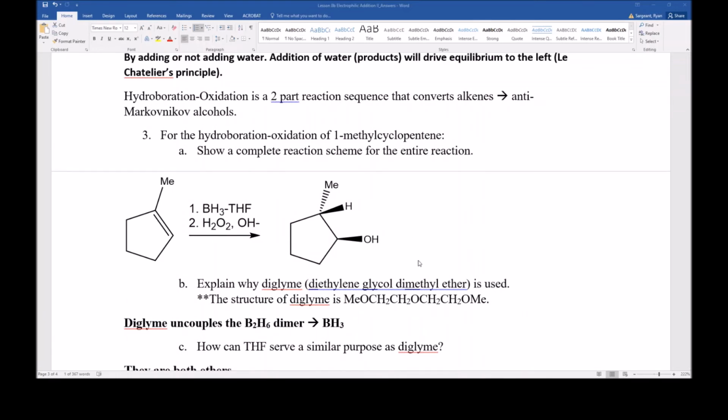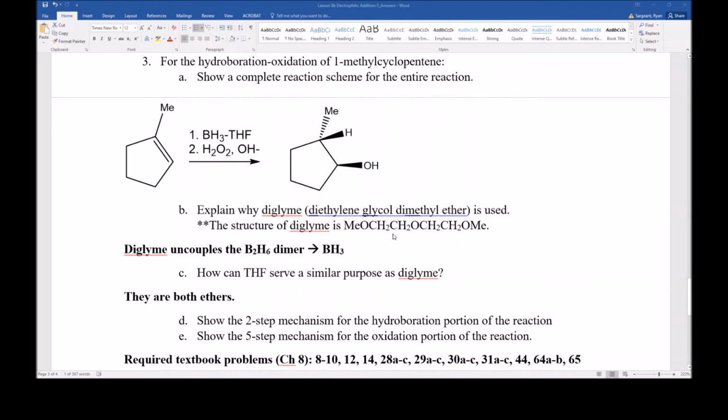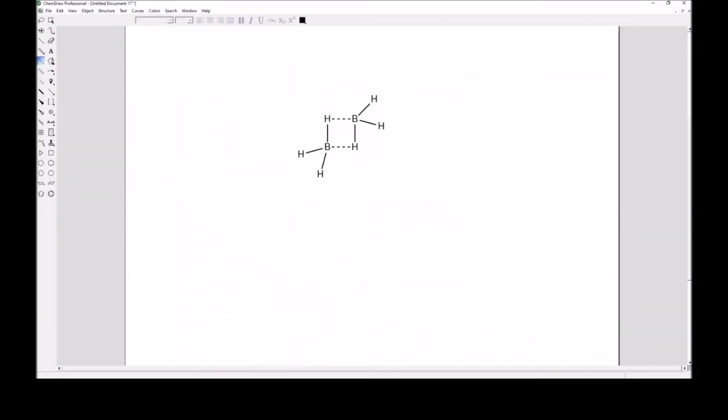The next question asks us about something called diglyme. Now, diglyme is a longer name. It's an abbreviated name for diethylene glycol dimethyl ether, and it also does the same thing that THF does. So I'll talk about both of these at the same time by first identifying the true behavior of BH3. BH3, because it is electron deficient, boron's weird.